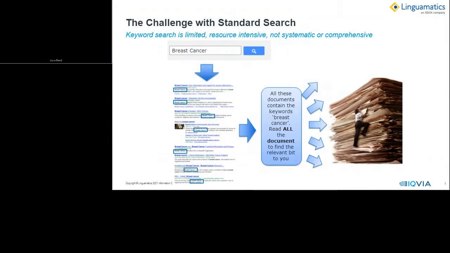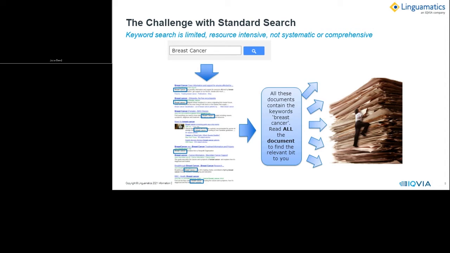Going into that in a little more detail, when we think about keyword search, everyone's very familiar with it. But in essence, it's limited, it's resource intensive, it's not systematic, and it's not comprehensive. When we're thinking about answering questions in normal life, like where to go on holiday, putting a search term into Google works really well. But when we're thinking about answering questions across life science and healthcare, then you want to get not just a few answers, you want to be able to see the whole landscape, the full picture.